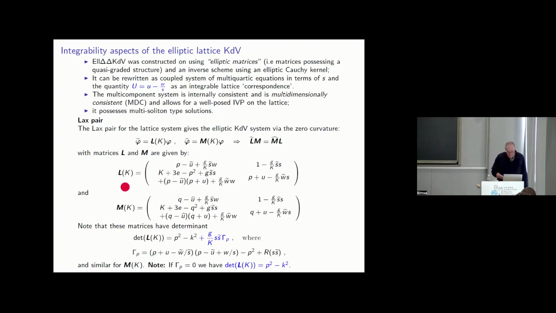If you compute the determinant of this Lax matrix, you get an expression of this form. And there is this, so this is essentially p squared minus k squared. But on solutions of the system, this extra term disappears. And this extra term contains these extra equations in the system, these horizontal and vertical equations.